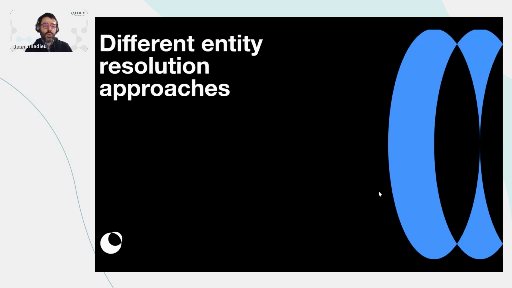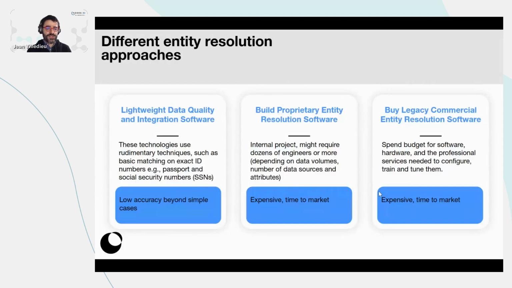There are different ways to tackle entity resolution, and I want to talk about these different approaches. So, for example, there are some lightweight data quality and integration software out there. They use simple techniques such as basic data matching on exact ID numbers. Here you will have low accuracy beyond simple use cases. It's also possible to build something proprietary, and then it becomes an internal project. And depending on your requirements, it can scale to dozens of engineers with some question marks in terms of the budget that this comes with and the time to market.